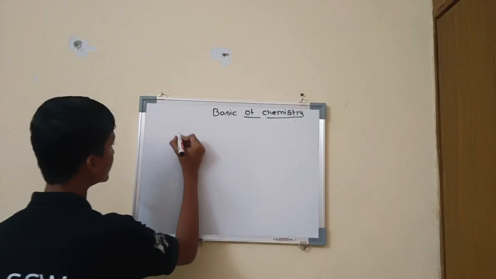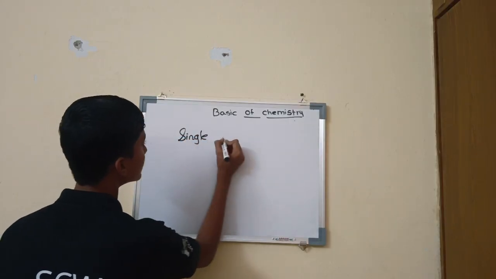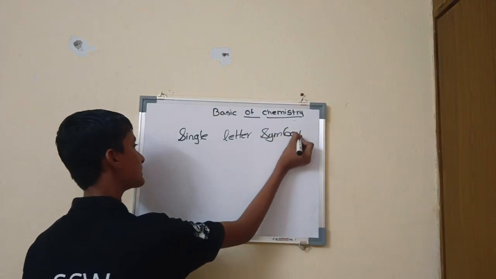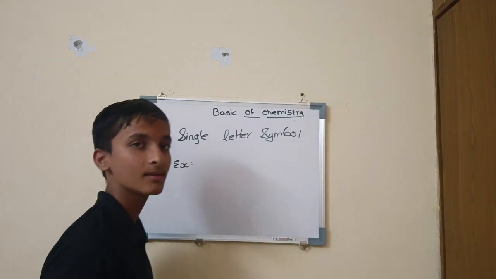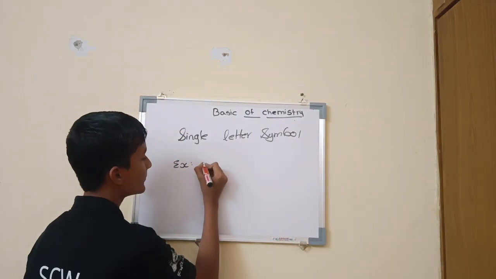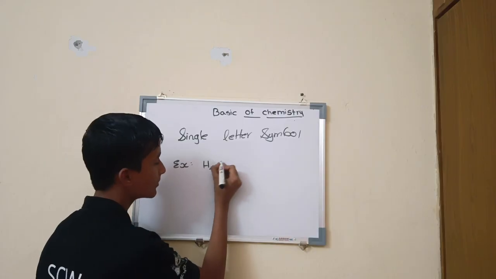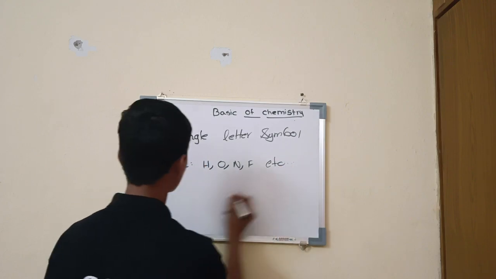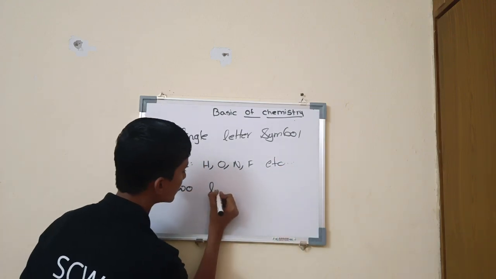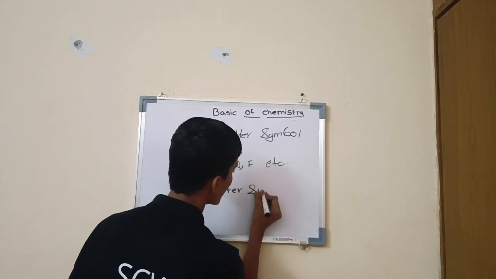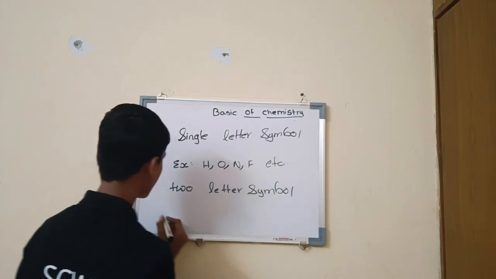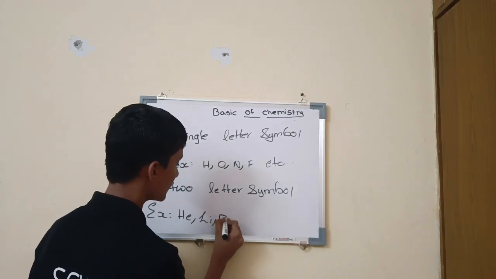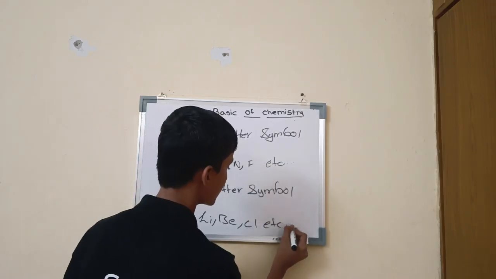Single letter symbol examples are hydrogen, oxygen, nitrogen, fluorine, etc. Two letter symbol examples are helium, lithium, beryllium, chlorine, etc.